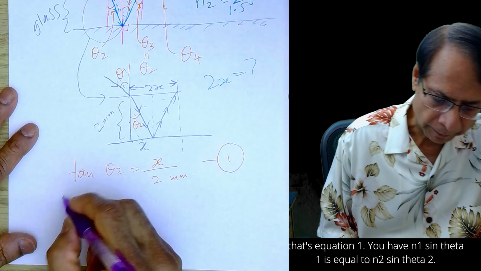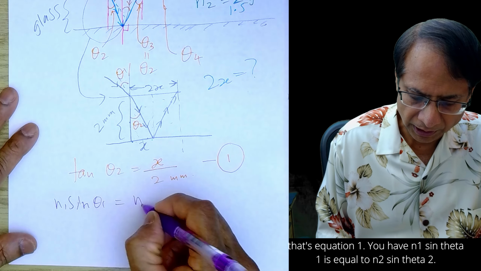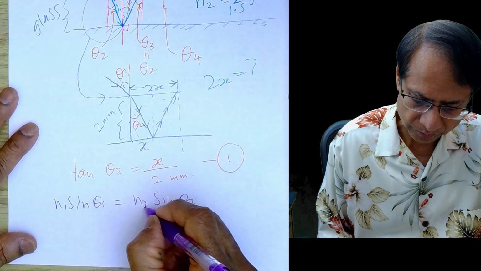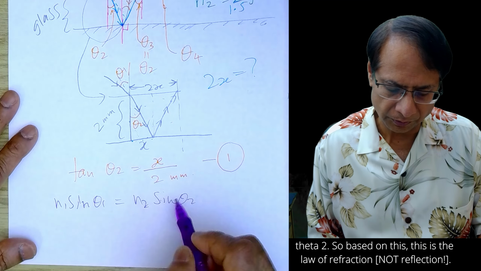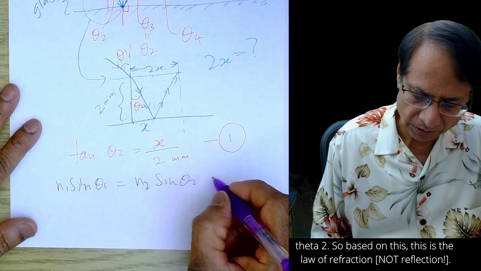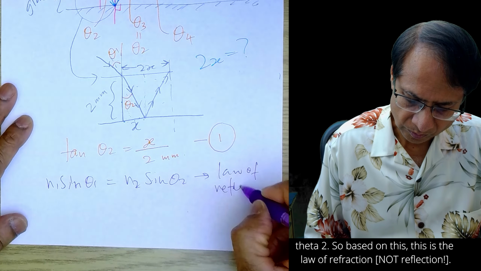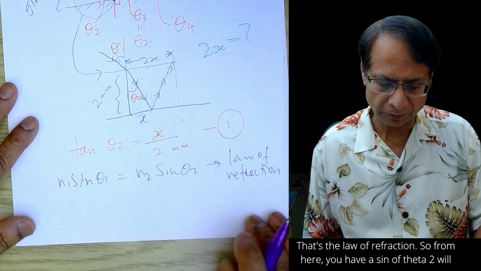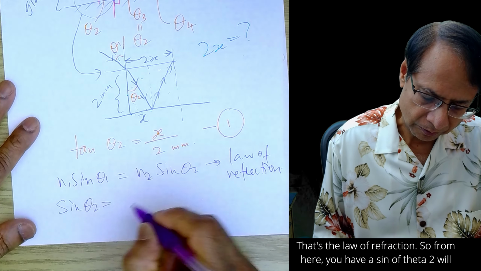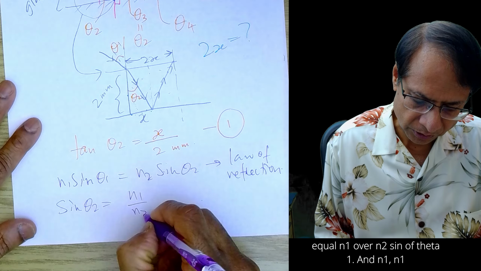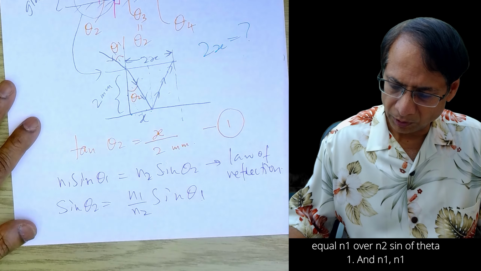So that's equation 1. You have n1 sine theta 1 is equal to n2 sine theta 2. We need theta 2, so we can solve for theta 2. So this is the law of refraction. From here, sine of theta 2 will equal n1 over n2 times sine of theta 1.